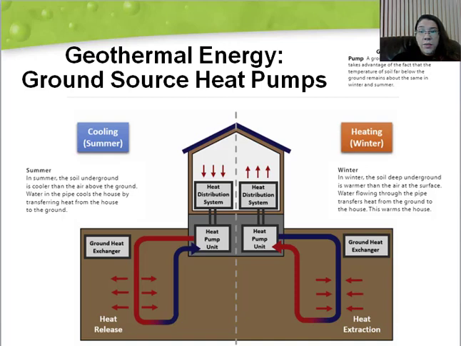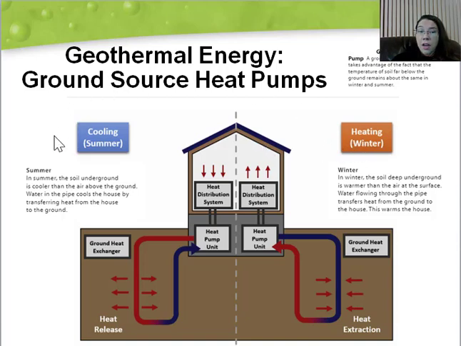So we see here the heating in the winter. In the winter, the soil deep underground is warmer than the air up at the surface. So water flowing through the pipes transfers heat from the ground to the house, and then it is able to warm the house, and heat is distributed into the system, into the house.